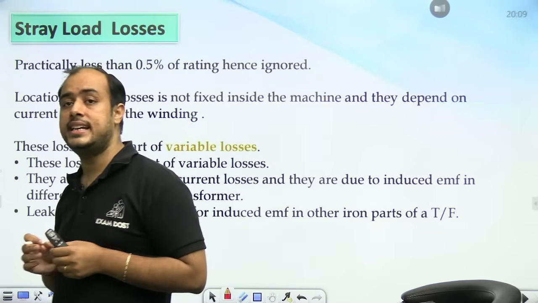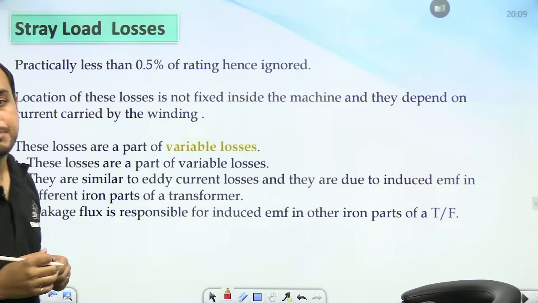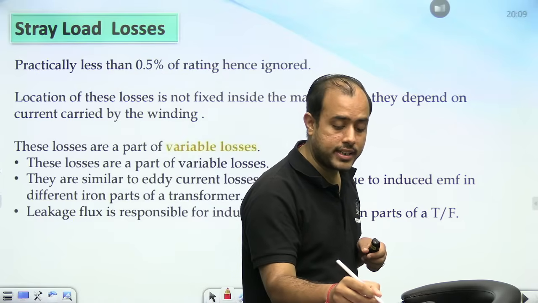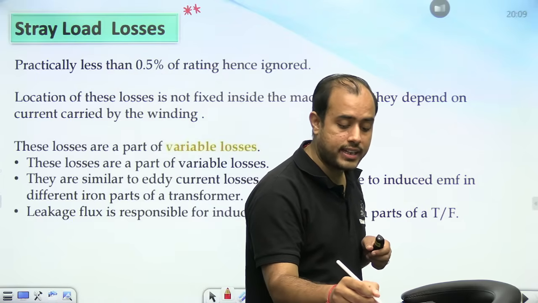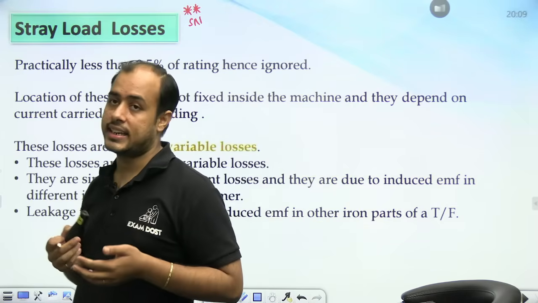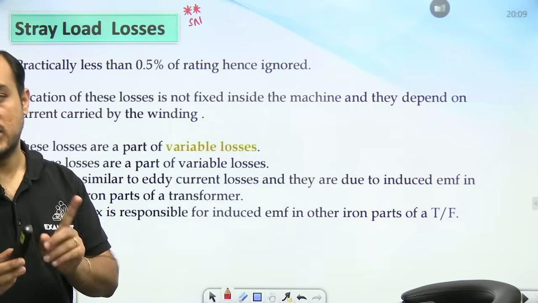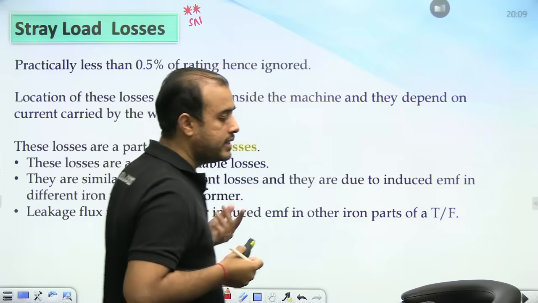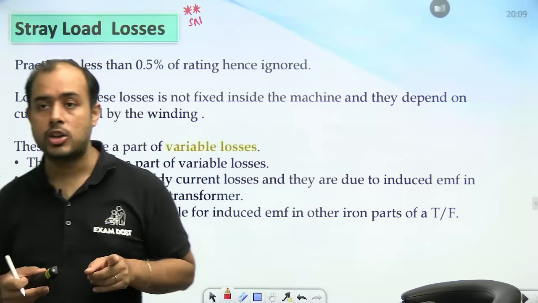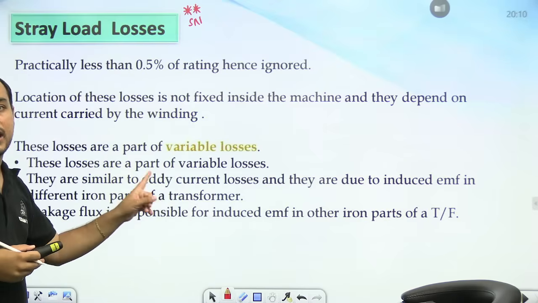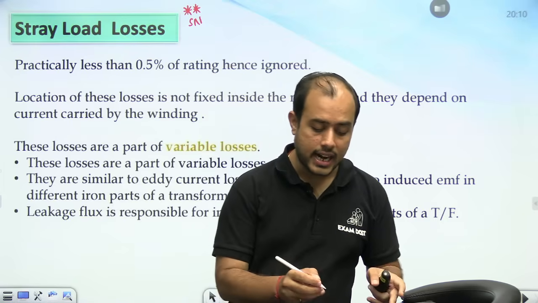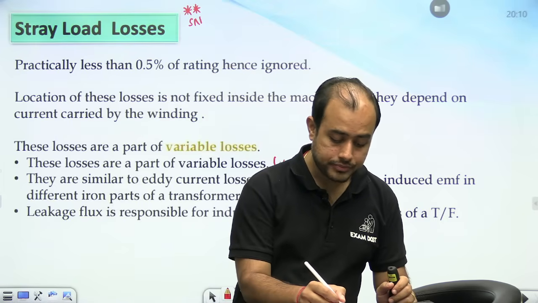So practically these losses are less than 0.5% of the rating, therefore ignored, and their location is random. It is not fixed, and they depend on the current carried by the winding. So that is why they are stray load. Load means depend on the load. Stray means location is unknown. Now, because they depend on the current, they are a part of variable loss. क्योंकि करंट पे डिपेंड करते हैं, they are a part of variable loss.